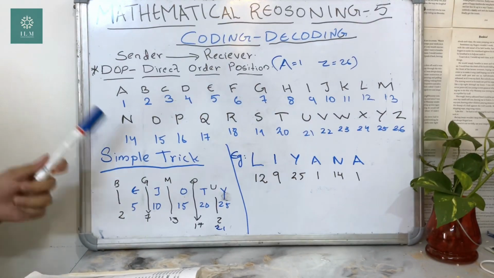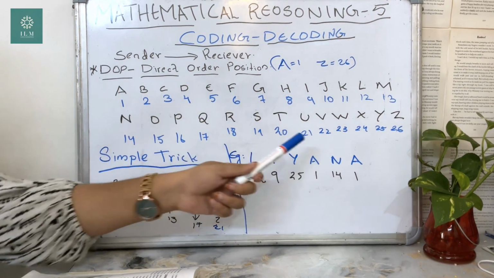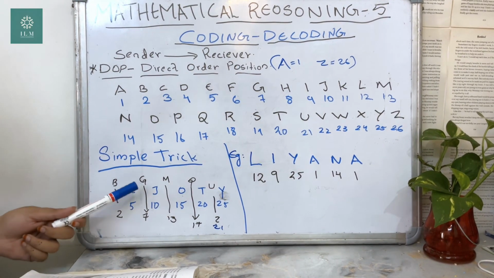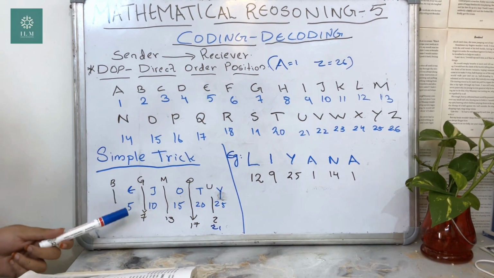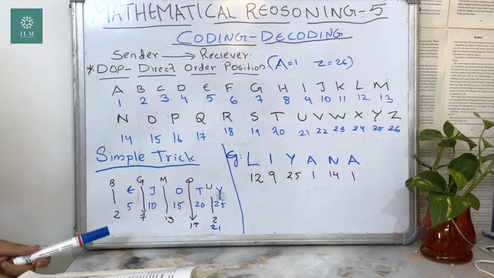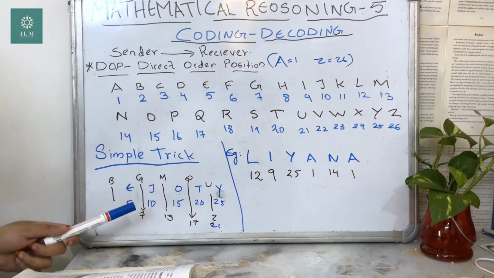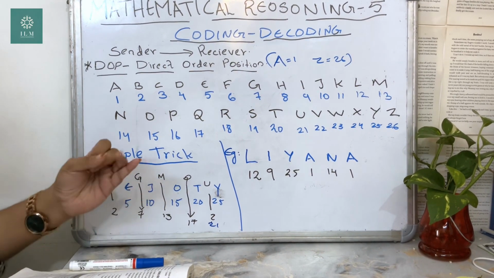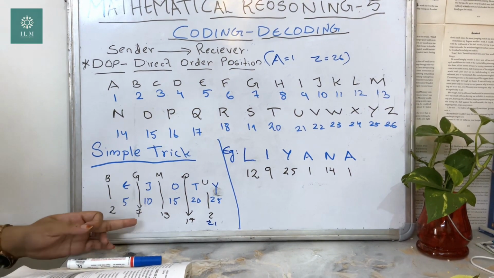And there is another simple trick, which is very easy, so that you don't have to write till the end. You can just memorize EJOTY. EJOTY corresponds to 5, 10, 15, 20, 25. So E is 5. So for G, it will be E, F, G, that is 5, 6, 7. So G's position will be 7.